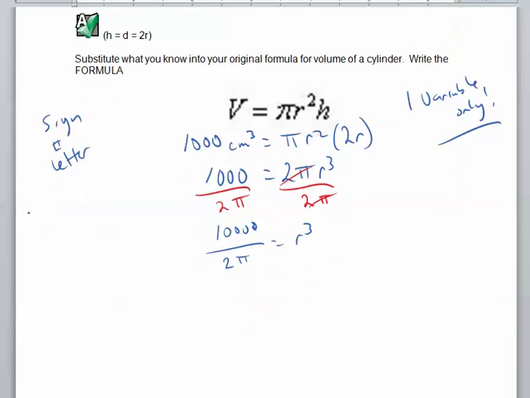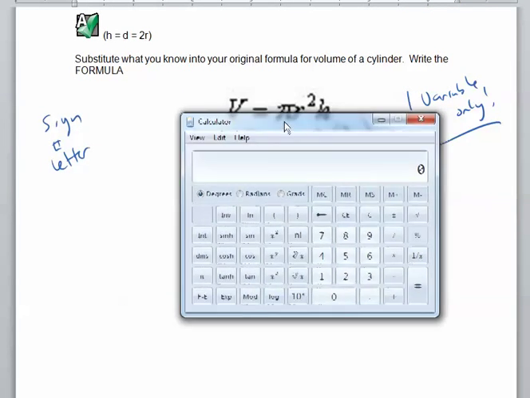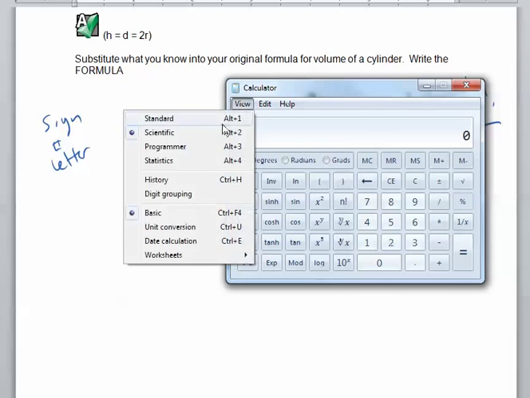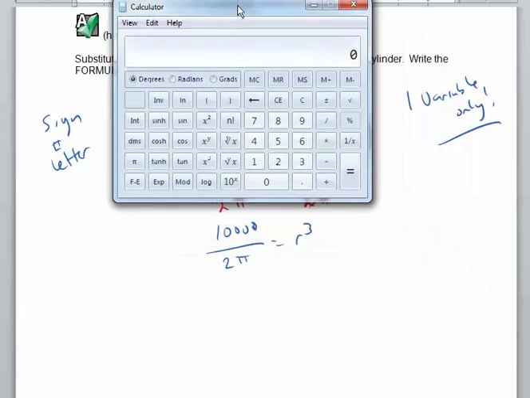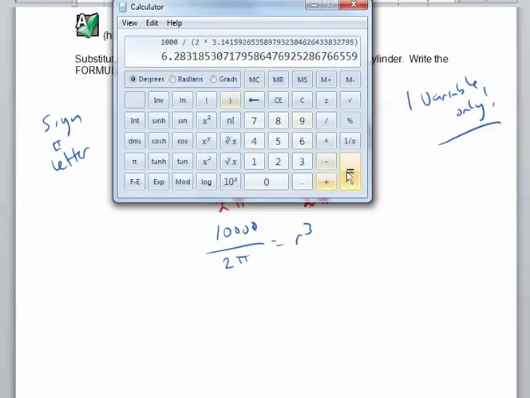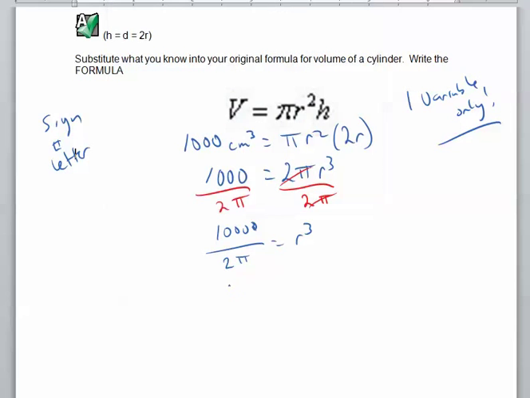And now I need to get my calculator, so I'm going to grab just the calculator from the computer. If you go to view, it starts out like this, but if you go view scientific, you get a few more options. And so I need to calculate 1,000 divided by, now 2 pi is stuck together, so I'm going to use brackets, 2 times, and then I'm going to grab the pi button here somewhere. Rather than using 3.14, it's going to use 3.1415926. It goes on forever, okay? Close the bracket, and I'm going to say equals. And so I know that r cubed is equal to 159.14.